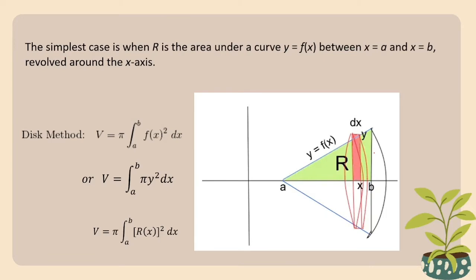So the simplest case is when R is the area under a curve y equals f of x between x equals a and x equals b, which is revolved around the x-axis. So we have here different formulas but the same concept. First we have pi integral from a to b of f of x squared dx, and integral from a to b of pi y squared dx, and pi r of x squared dx. So that is all the same value. Our f of x could be our y or could be our r of x, depending on you, but the concept is completely the same.